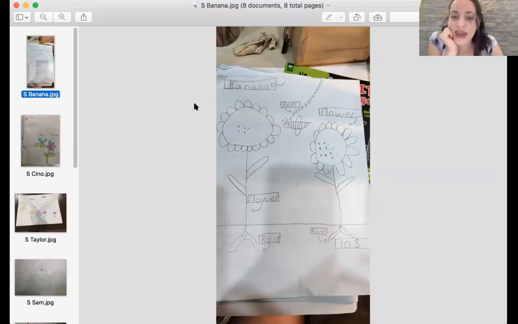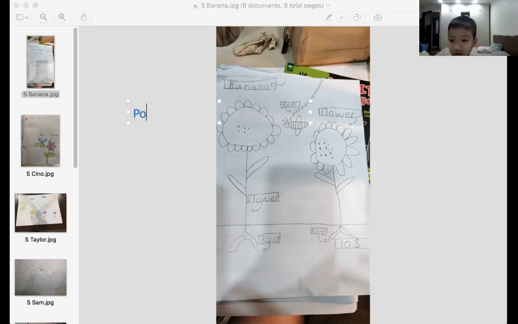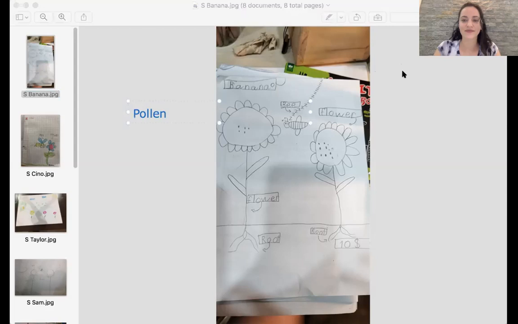Mm-hmm. How does the bee make honey? What does it bring from the flower back to its hive so it can make honey? It starts with a P. Pollen. Pollen, good job. This looks really good, Banana. And I like that you drew the roots, you labeled them. Very nice, Banana, thank you.